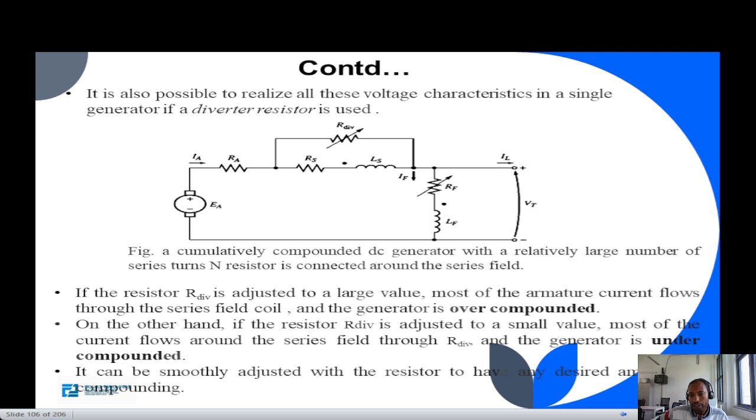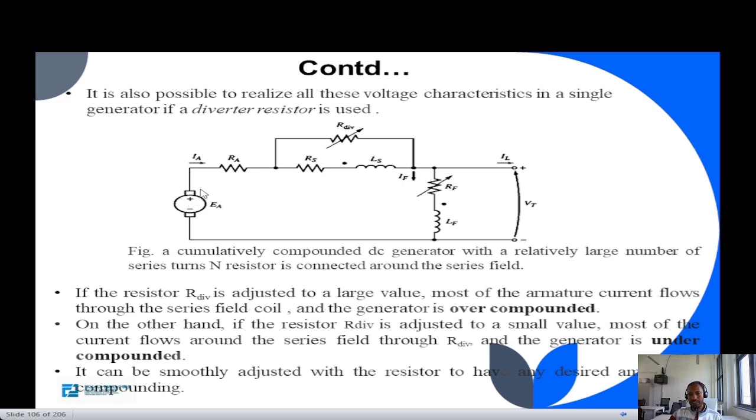So if we have a generator, for example, having a long shunt in this case, and if we add a diverter resistance. A diverter resistance is nothing but a variable resistance which is connected in parallel with the series winding, the series field winding of the generator. So by having this additional resistor, it is possible to realize all these voltage characteristics in a single generator. How? See this now.